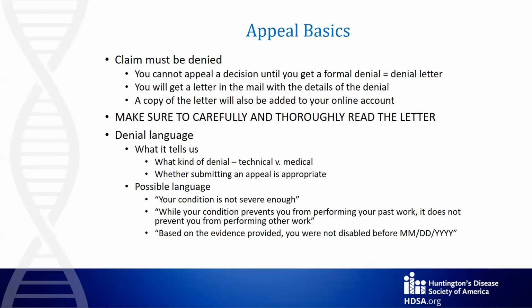With Social Security, you can either get a technical denial or a medical denial. A technical denial means you either are making too much money, you are working too much, you don't have enough credits, or you have too many assets. If you have a technical denial, Social Security never looked at your medical records and the medical aspect of your case. If you got a medical denial, it means Social Security reviewed all your medical evidence and didn't think you were disabled enough. And this is important because this helps us figure out whether submitting an appeal is appropriate and what kind of appeal is appropriate.